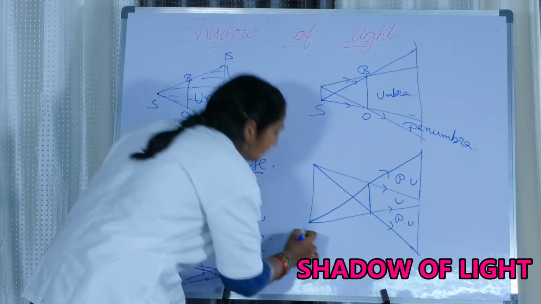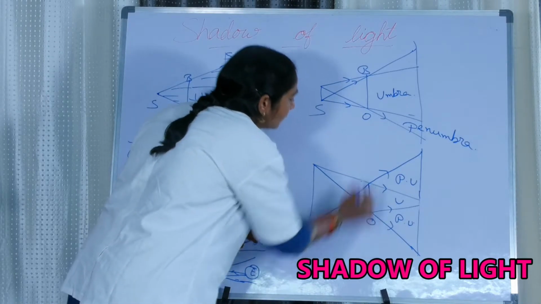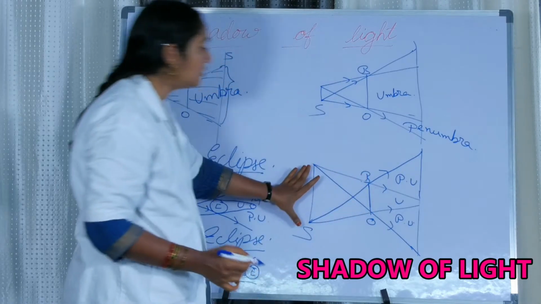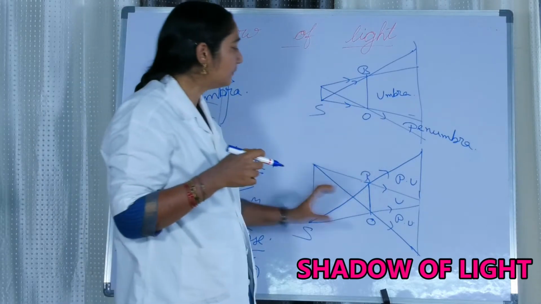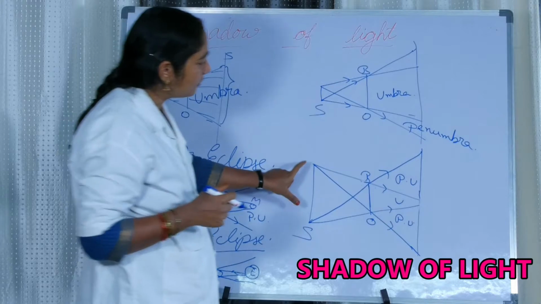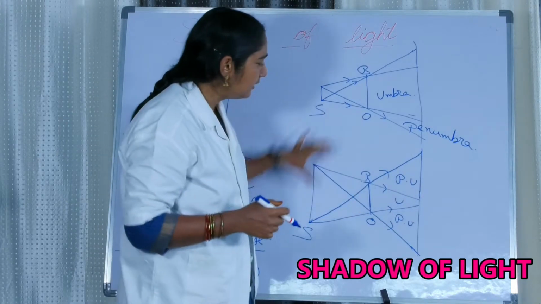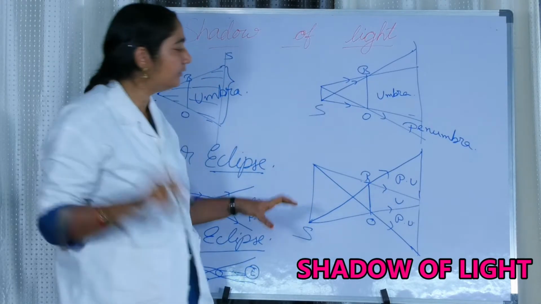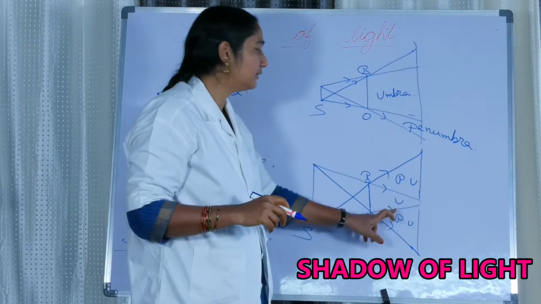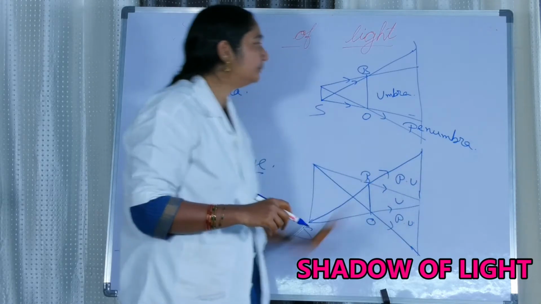Now, in this case, the source is bigger than the size of the object. The object is small. The source of light is big compared to the object. In this case, what you observe is these two rays coming in straight lines. Every ray is represented by a straight line because light always travels in a straight line. Here you observe that the umbra portion is less, but the penumbra portion is more.